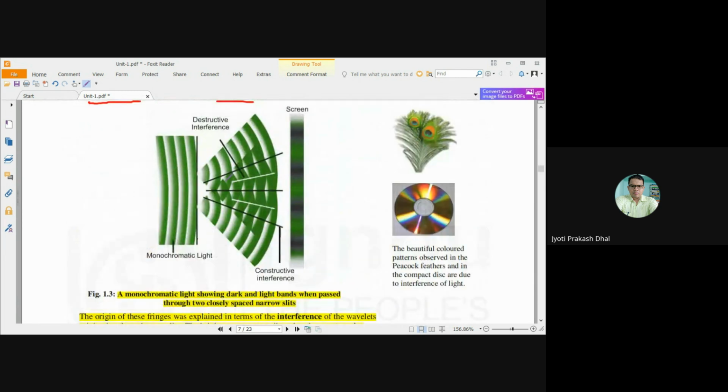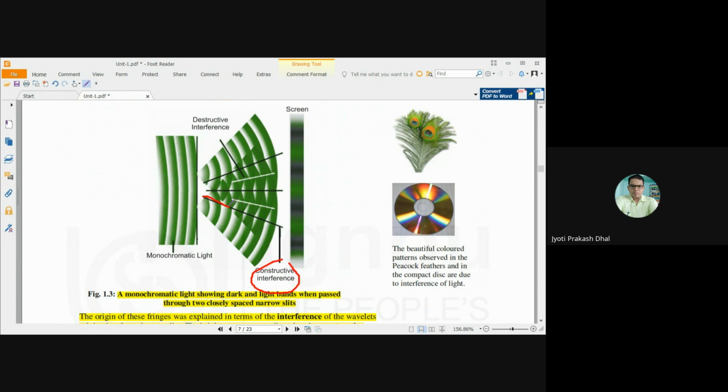Here this is a monochromatic light, and the monochromatic lights are passing through two narrow slits, and here this is the reflecting screen. Sometimes you will see the waves of the monochromatic light merge. If the waves merge with one another, that will form constructive interference, so that the resultant wave will increase.